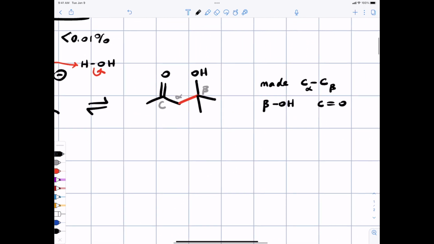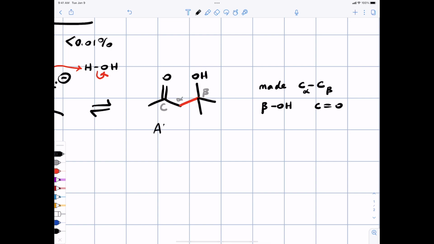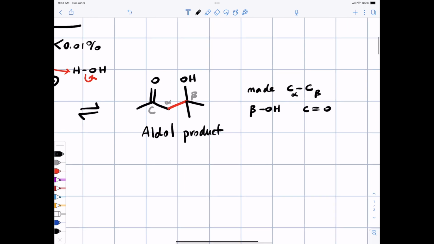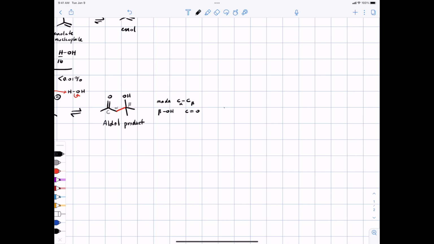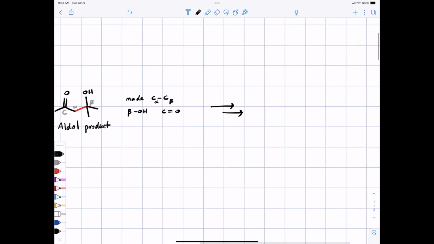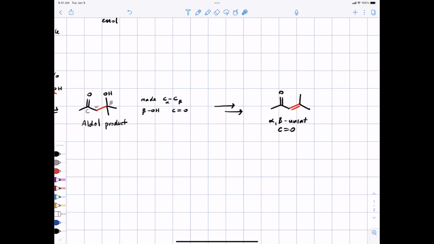Okay, so that beta hydroxycarbonyl compound is an aldol product, but sometimes that aldol product goes on to form this alpha beta unsaturated carbonyl compound instead. Take a look at this. Both of these are considered aldol products.